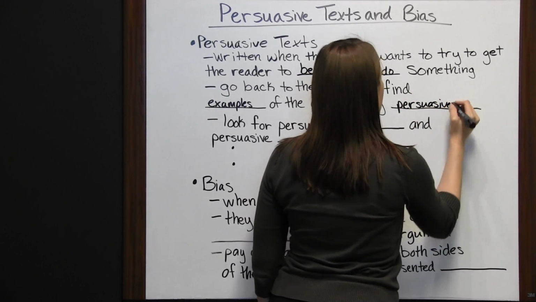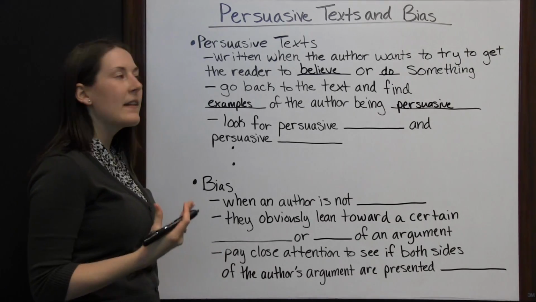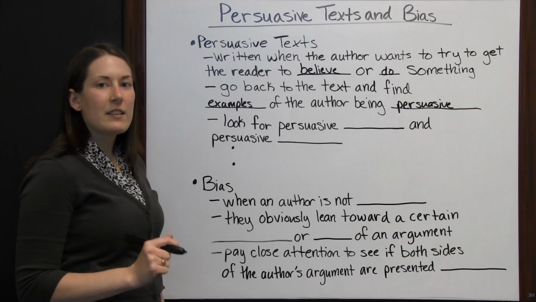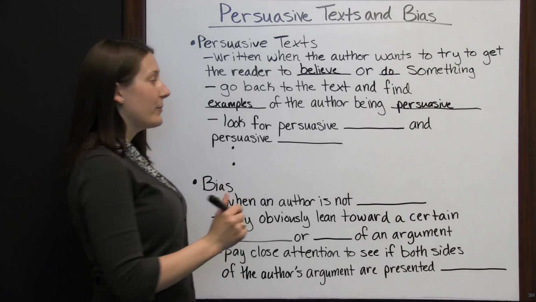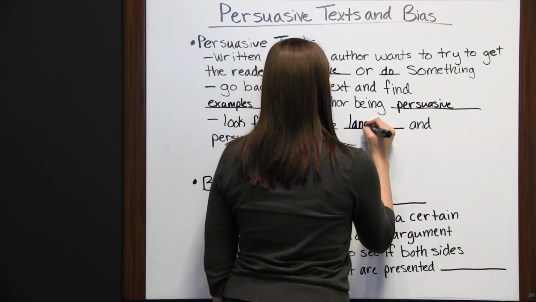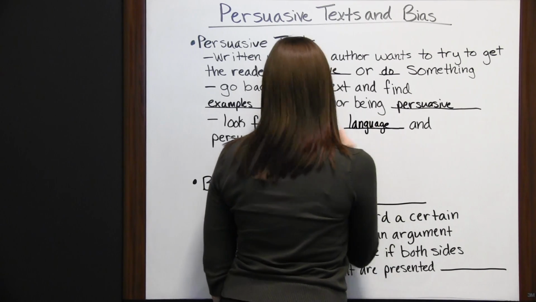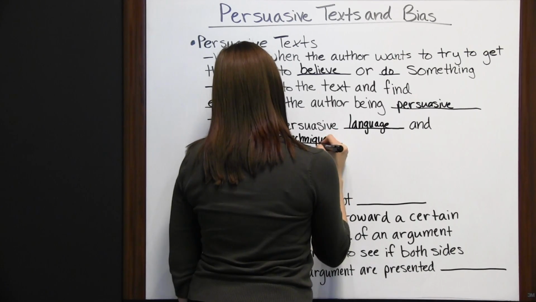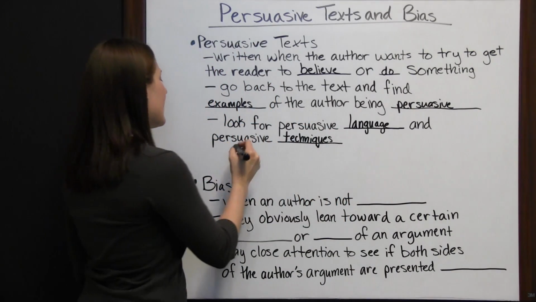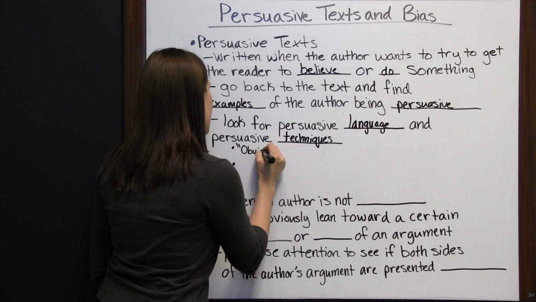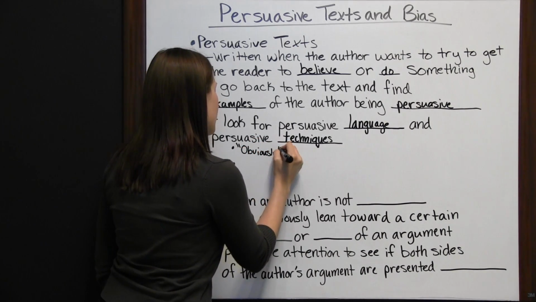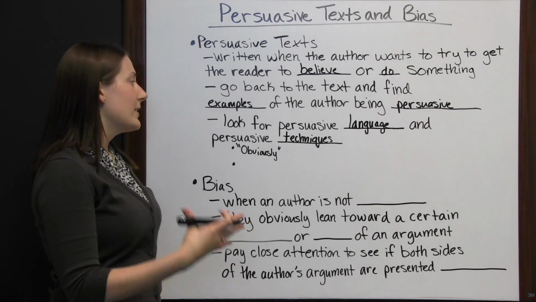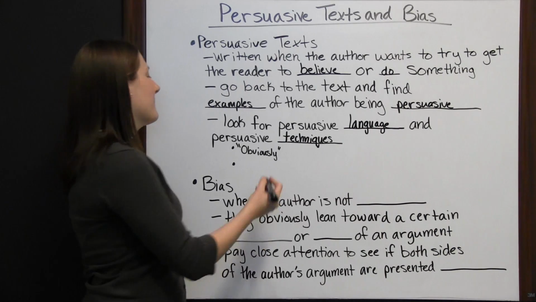And you may say to yourself, well, what kind of examples can I find? I feel like the author's trying to get me to say or believe or do something, but what kind of examples can I find? Well, you can look for persuasive language and persuasive techniques. Some examples of persuasive language would be saying something like obviously. Using adverbs like obviously you want to buy this product are strong adverbs that make you think, oh, it's very obvious. I should definitely do that.